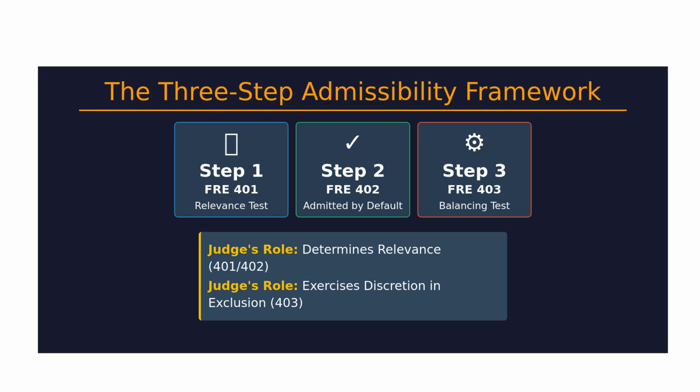Crucially, remember the judge determines relevance under 401 and 402, but exercises discretion when excluding under 403. Master this sequence, practice applying it repeatedly, and you will be well prepared for any evidence question on the exam.